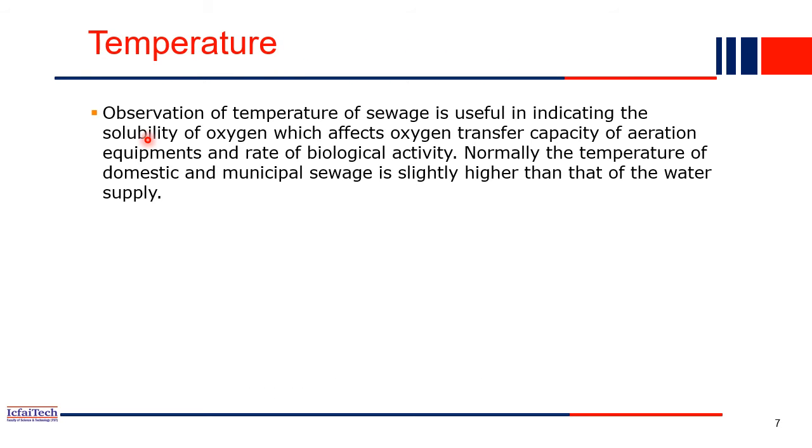So the first characteristic of wastewater is the temperature. Observation of temperature in the sewage is useful in indicating the solubility of oxygen, which affects the oxygen transfer capacity of aeration equipment, right? Because as we have seen earlier also, oxygen is a very good parameter by which we can tell how much the pollution is.